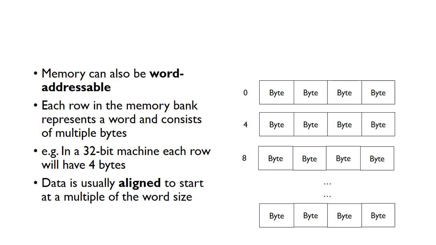But it's actually not that simple, because data is usually aligned to the start of a multiple of the word size. So here, the first row is address 0, and the next row is address 4, then 8, and so on, because this is byte 0, byte 1, byte 2, byte 3, and this will be 4, 5, 6, 7, 8. So the data is aligned, so it only starts at multiples of the word size. For this example, all the addresses, 0, 4, 8 onwards, will be multiples of 4.